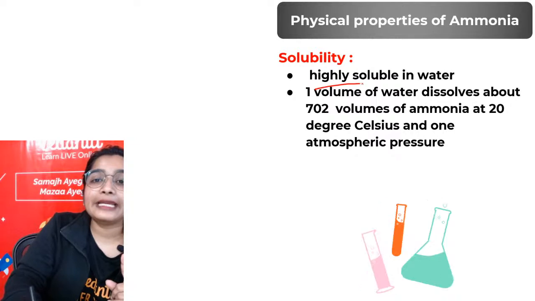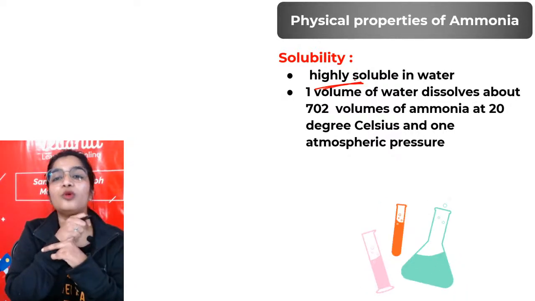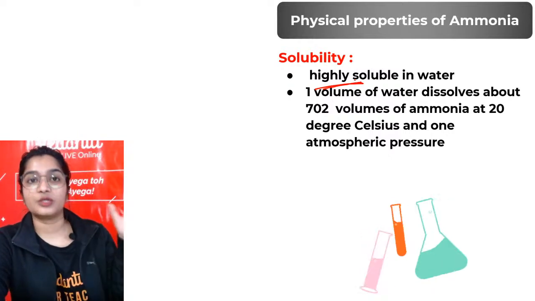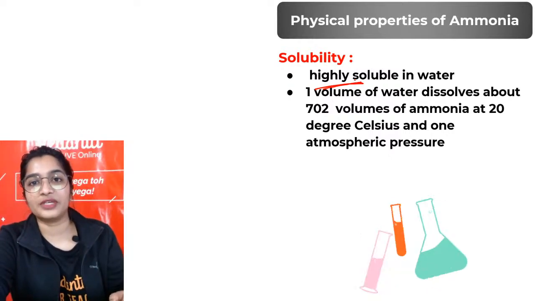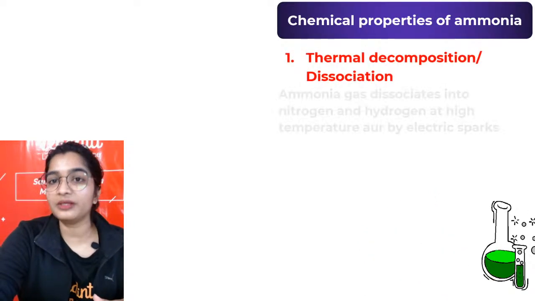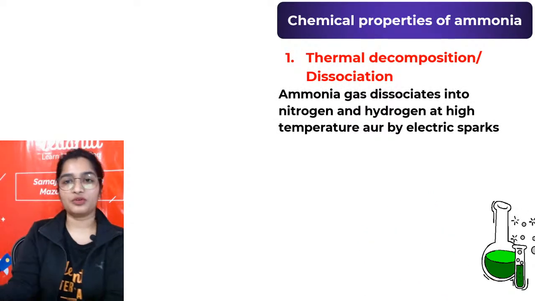So solubility: it is highly soluble in water. 1 volume of water dissolves about 702 volumes of ammonia at 20 degrees Celsius and 1 atmospheric pressure. So Haber's process is very, very important. So please pay attention. And what are the chemical properties of ammonia?